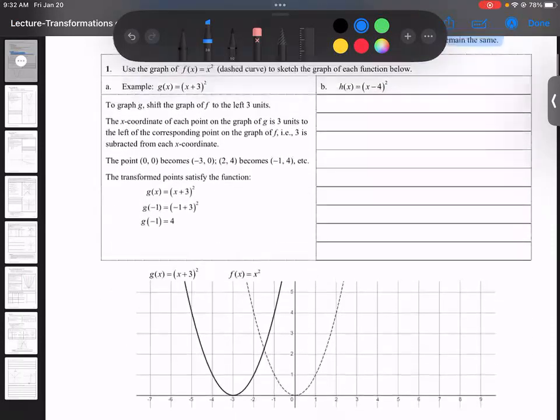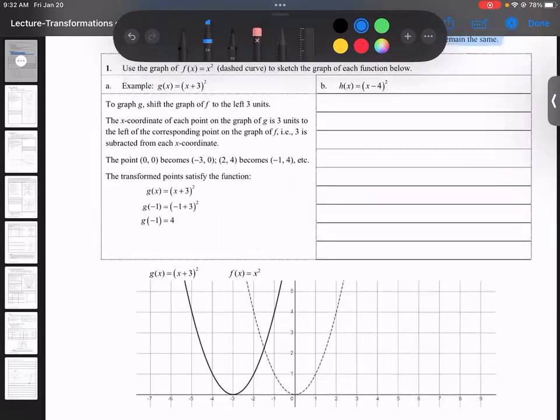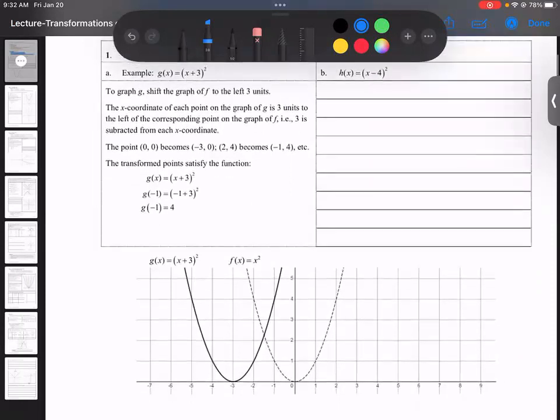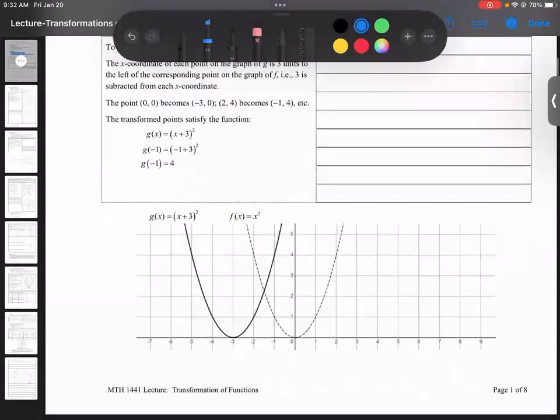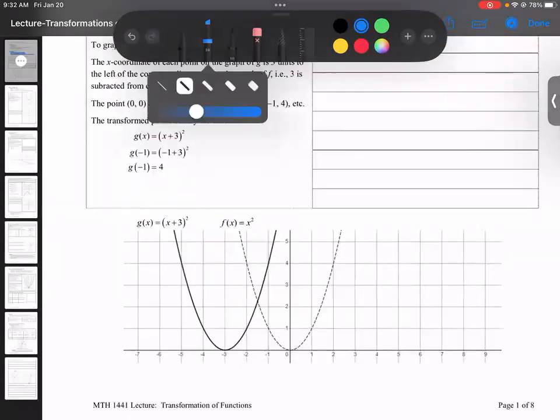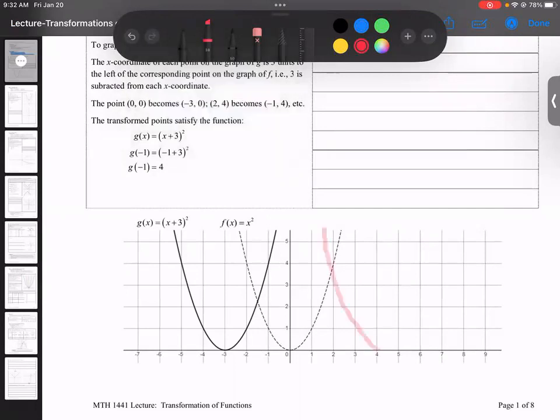I have h of x equals x minus 4 squared. What should I do? Right or left? Right. I know it's counterintuitive, you just have to keep that in mind. Shift to the right 4 units, right? 4 units. Basically, just copy and paste. So all you do is just shift it to the right 4 units.